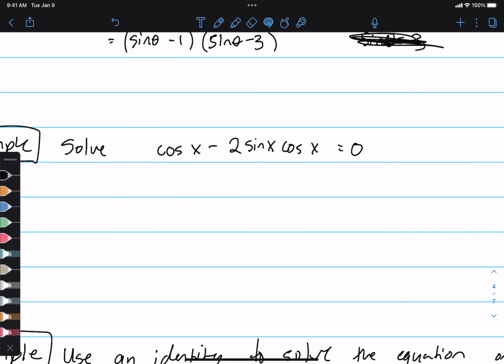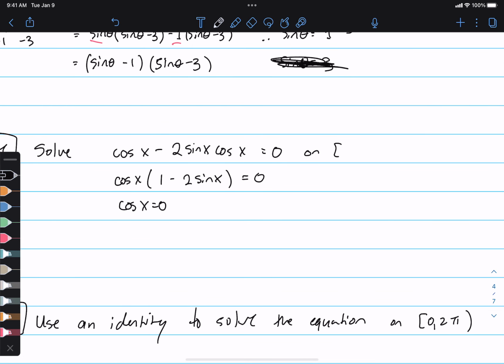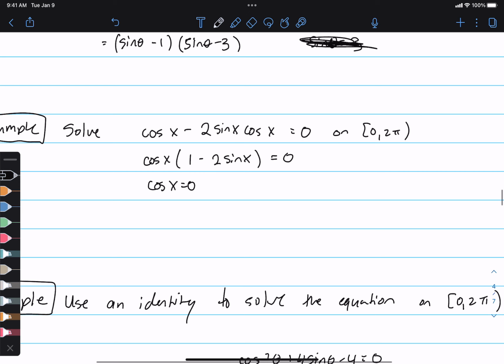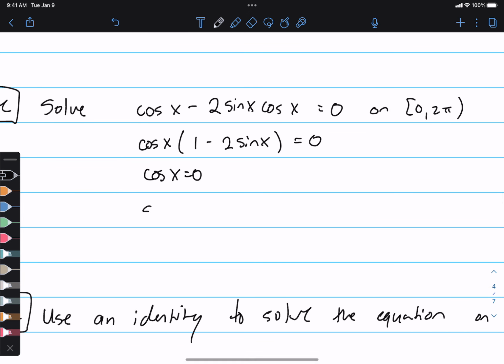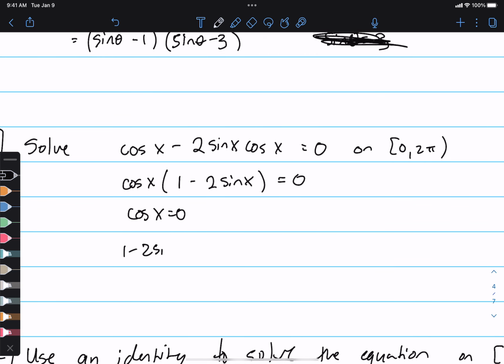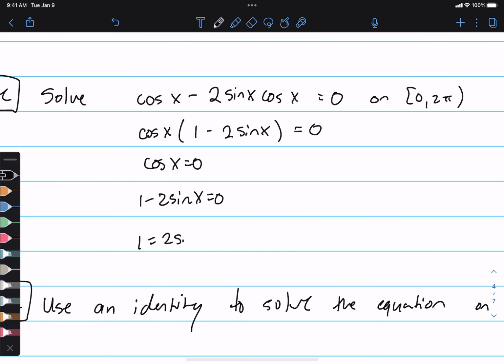So instead of trying to find an identity here, what I'm going to do is factor, because we have a cosine of x term that we can take out of both, and we'll get 1 minus 2 sine of x. So cosine of x times 1 minus 2 sine of x equals 0. So either cosine of x equals 0, and I'm going to say on the interval 0 to 2 pi, or 1 minus 2 sine x equals 0, which means that 1 equals 2 sine x, or sine x equals 1/2.